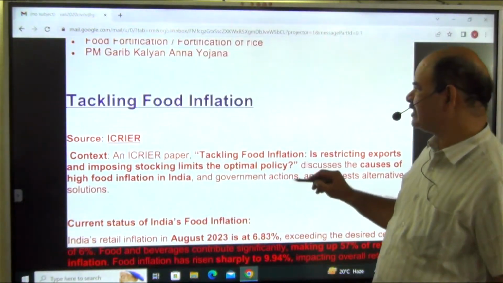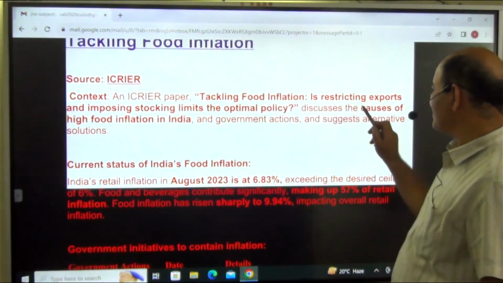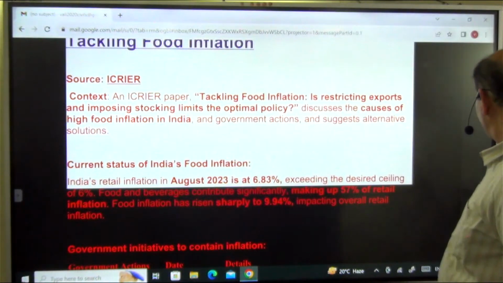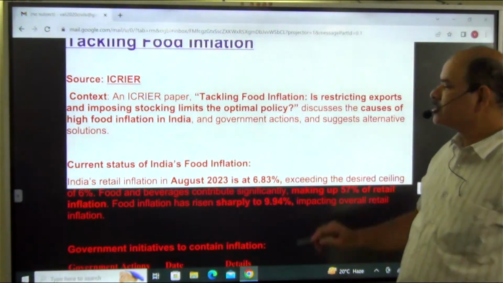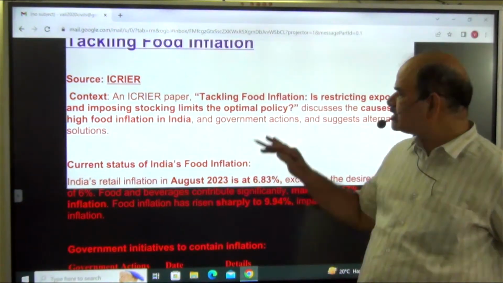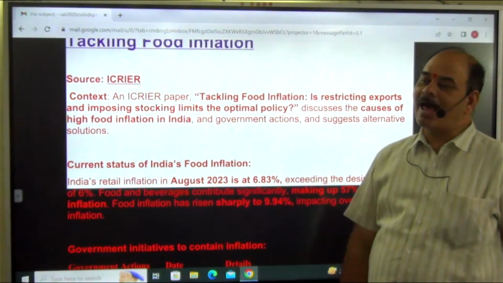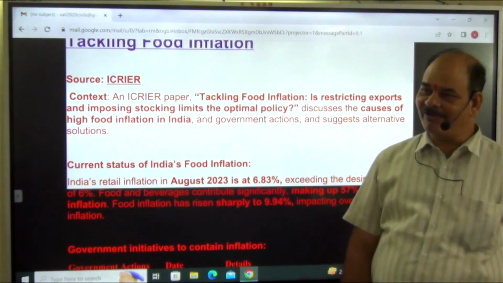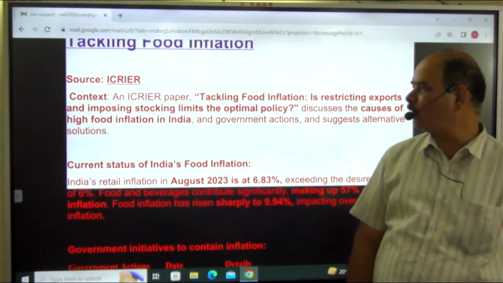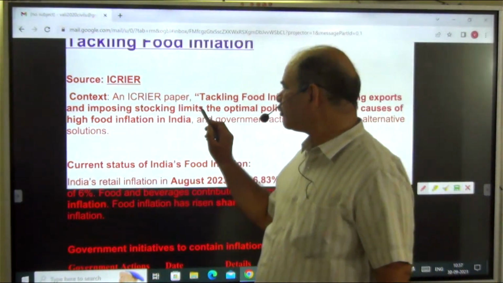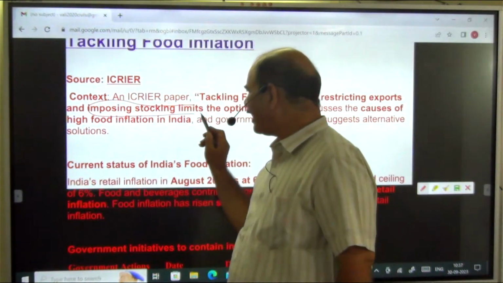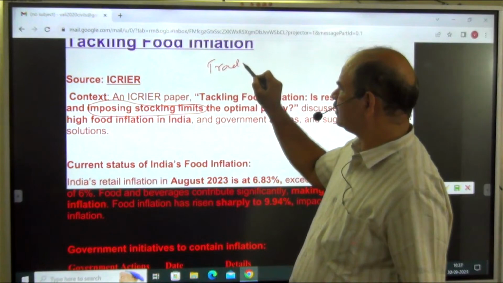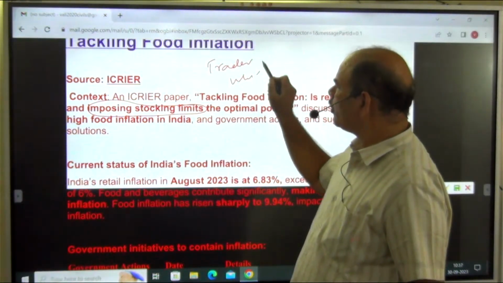Is tackling food inflation, restricting export and imposing stocking limits the optimal policy? Yes. They said that in spite of banning the export, the inflation in wheat and rice has not come down, and even the government has imposed the stocking limits. What is that? See, if I am a trader of wheat, what is the meaning of a trader?